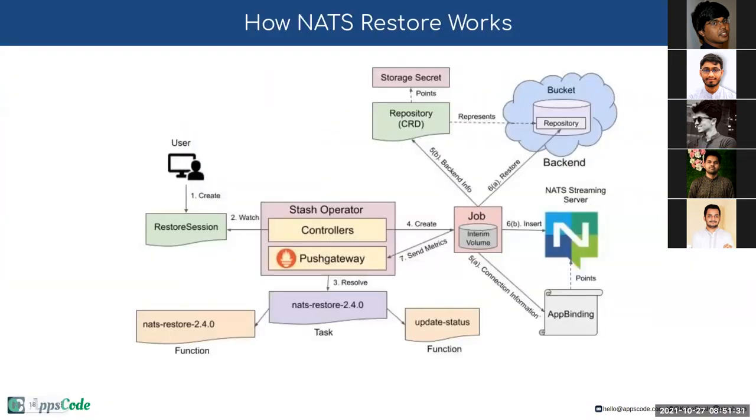So first I will tell you how NATS restore works. User creates a restore session first, and Stash operator watches for the restore session. When it finds a restore session, it resolves the restore add-on and creates a restore job. This restore job gets the connection information from the app binding and gets the backend information from the repository. So using the repository, it connects with the backend and gets the backup data and stores it into a temporary volume. Then using the app binding, it connects with the NATS server and inserts the data into the NATS server. So this is how the restore works for NATS.